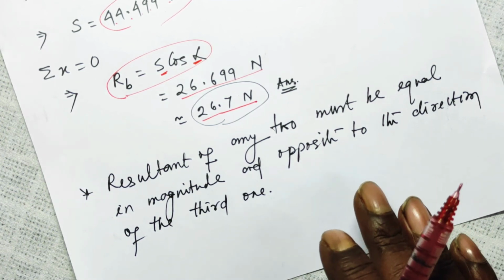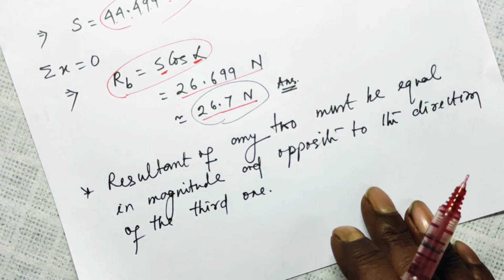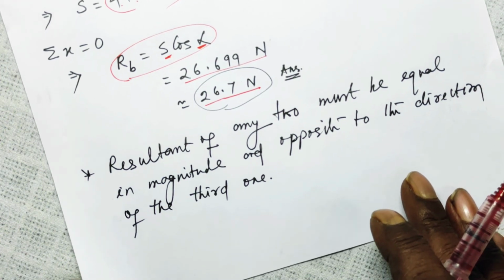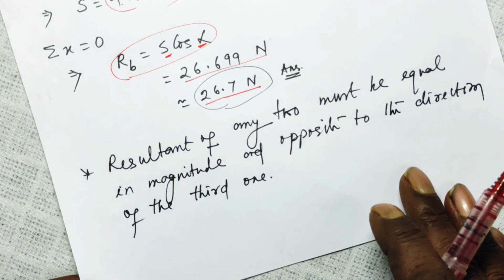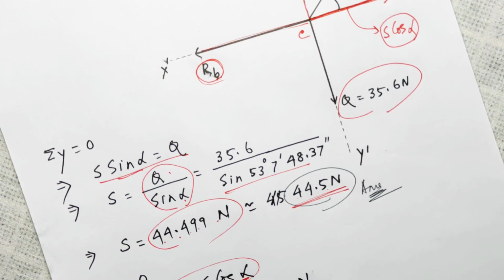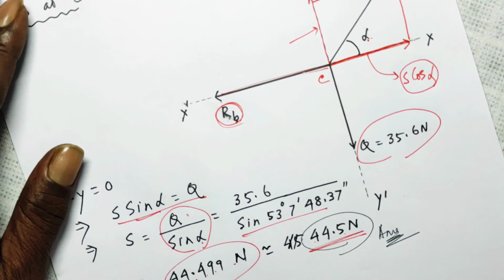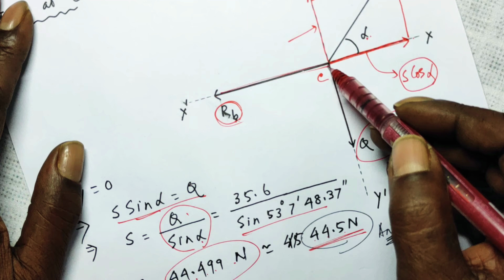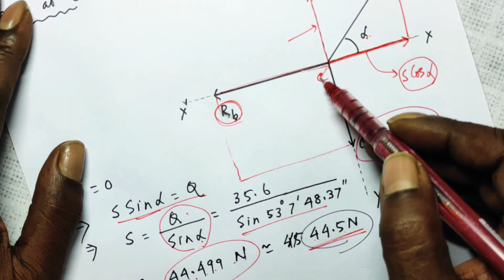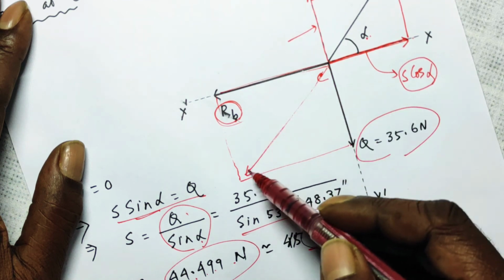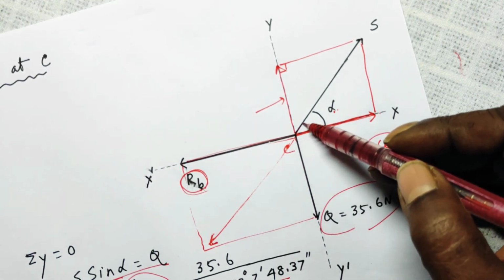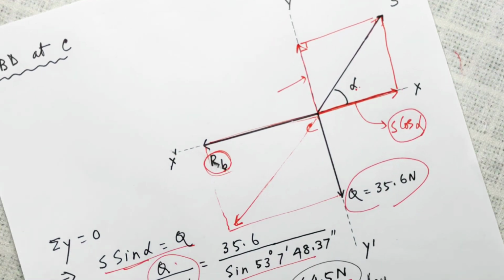Now what is to be understood here is that for three non-parallel forces in a plane to be in equilibrium, they must have a common point of intersection, and the resultant of any two must be equal in magnitude and opposite to the direction of the third one. What do I mean by that? If you consider this and this, then their resultant will be this one. Now this one can be balanced if there is a force exactly opposite to that and equal in magnitude.